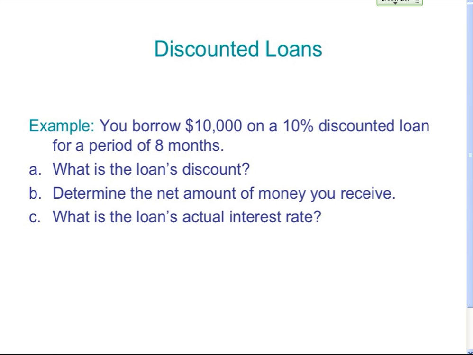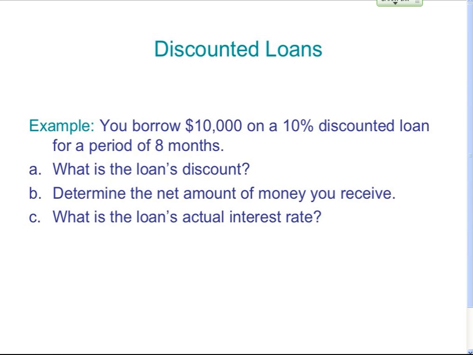So basically what they do is say, we're going to loan you $10,000, but we're not actually going to cut a check for $10,000. We're going to give you less than that. And the difference between the $10,000 that you're borrowing and the amount of the check that we give you is the amount that you're paying actually in the interest.